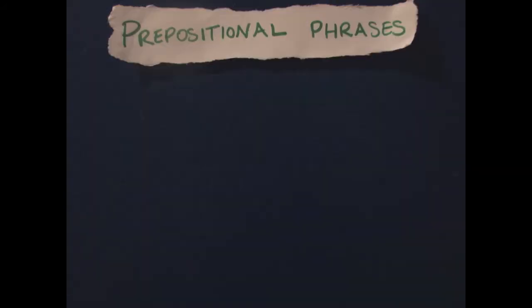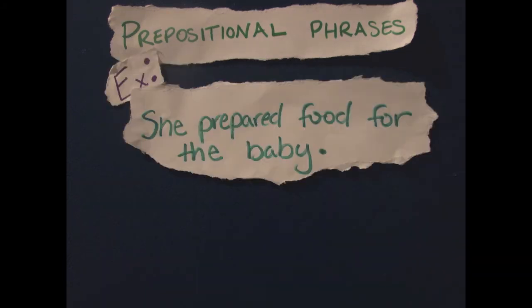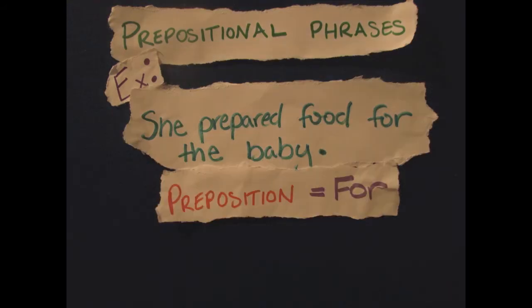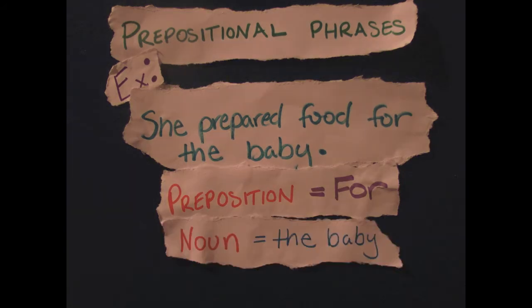Prepositional phrases are phrases that contain a preposition and the noun or pronoun that comes after it. An example of a prepositional phrase would be, "She prepared food for the baby." A preposition is a word that describes the relationship between two nouns or pronouns. So in this case, the preposition of the sentence would be "for," and "the baby" would be the noun that follows the preposition in this phrase.